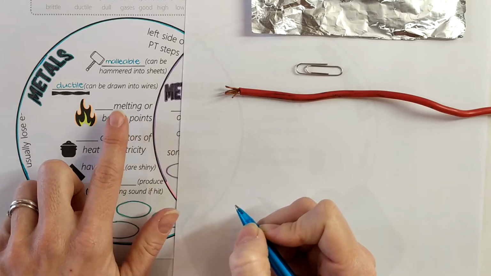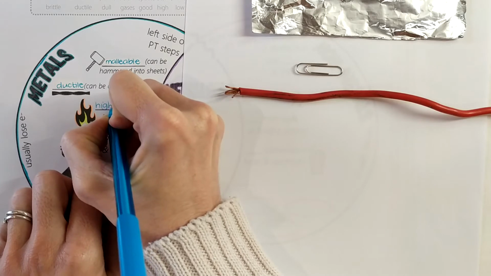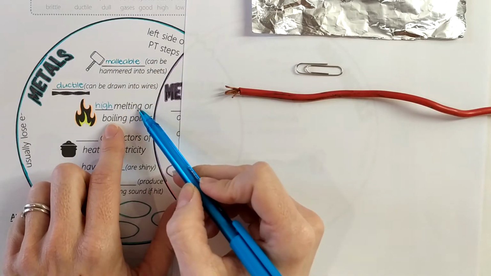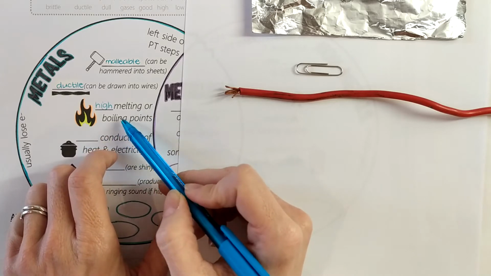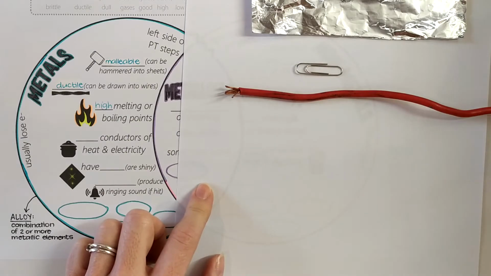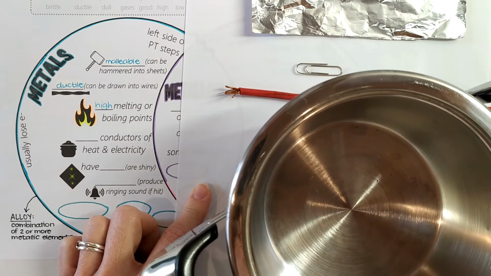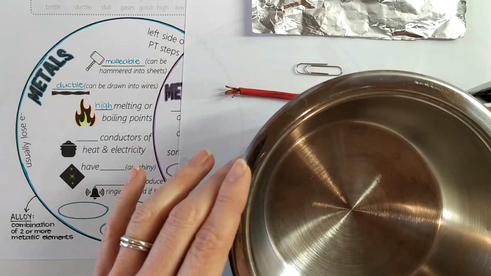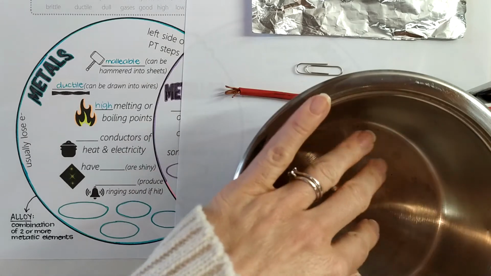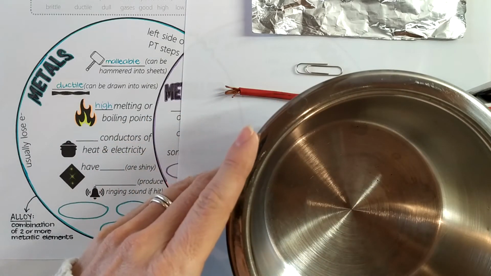Metals have got incredibly high melting or boiling points. That means that they have to be heated up to a very high temperature before they melt to become a liquid, or before they boil to become a gas, especially before they boil to become a gas. This is a particularly useful property in things like cooking, because it means that the pot that the food is being cooked in has got a very high melting point, which means we are able to heat the food inside the pot without melting the pot itself, because that would really be a big problem.